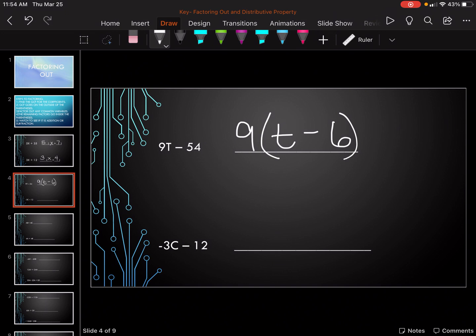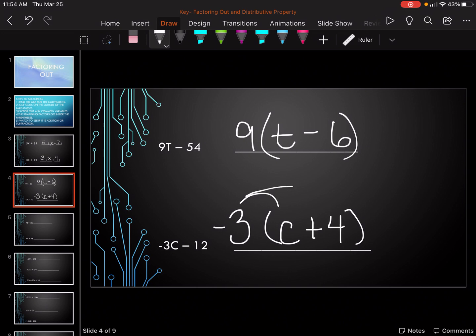Again, factor it back in. Notice that it becomes negative 54. So 9 times negative 6 is negative 54. Same thing here. So remember, your factor is going to go on the outside. So for here, we have negative 3 and negative 12. If they're both negative, factor out the negative. So here we can factor out negative 3, and we would have left c plus 4.